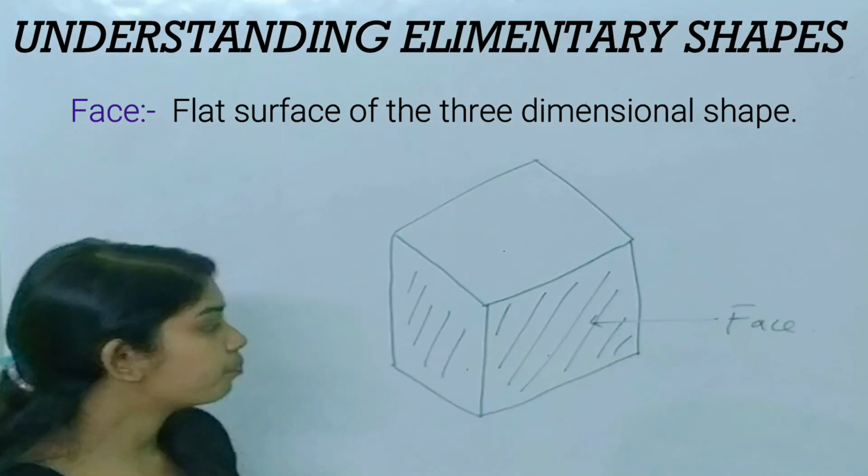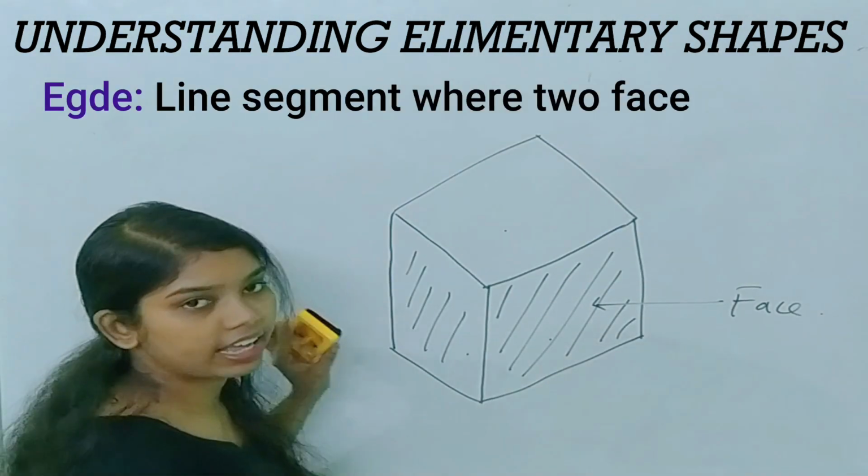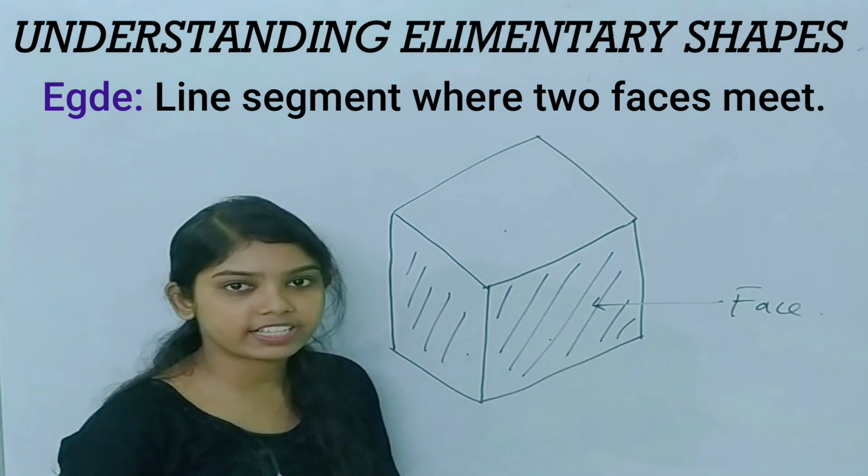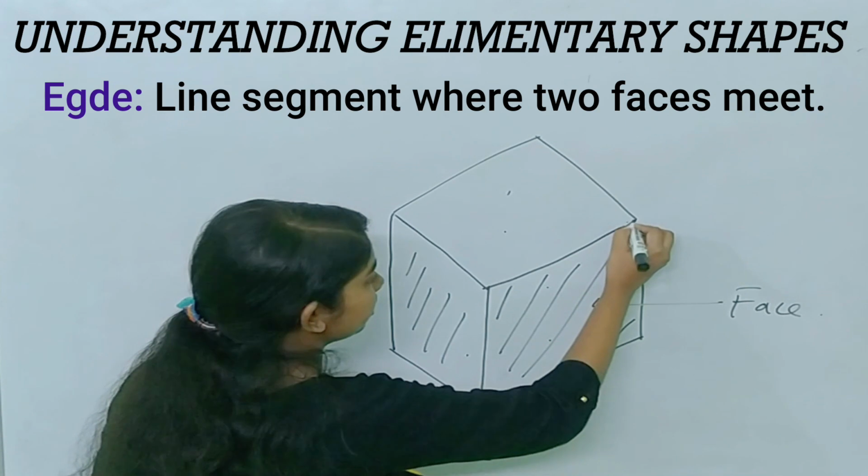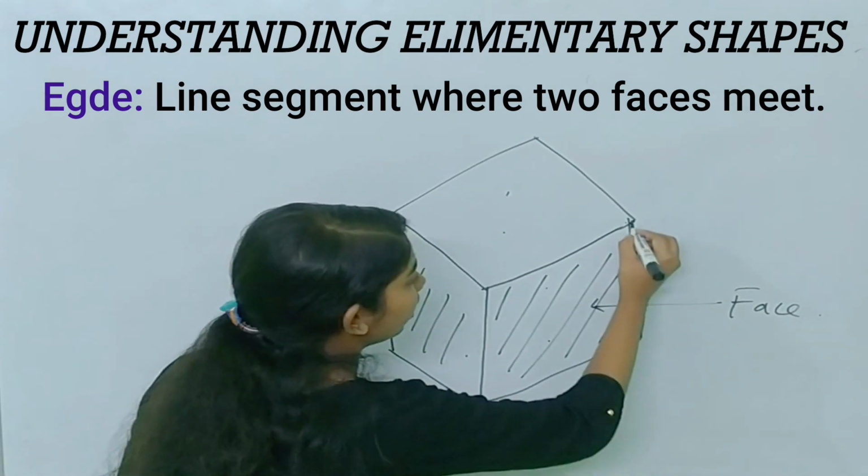Okay? Now what is an edge? Edge is the line segment where two faces meets. जहाँ पे दो फेसेस मीट करते हैं उसे एज बोलते हैं. जैसे कि ये वाला, this one is an edge.